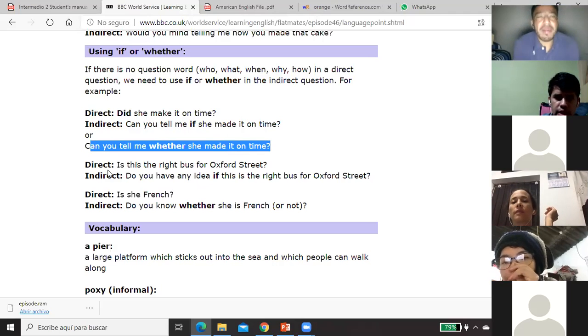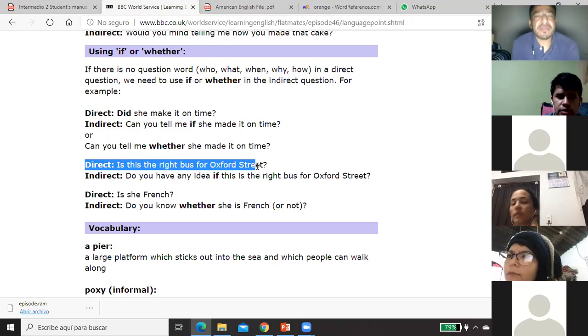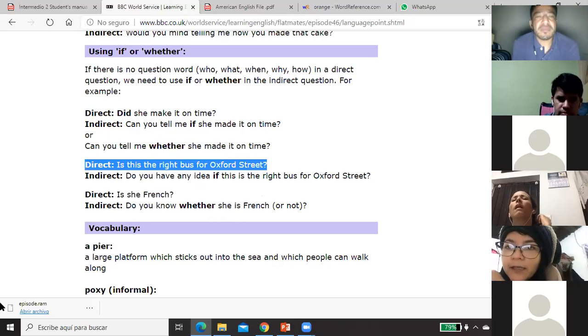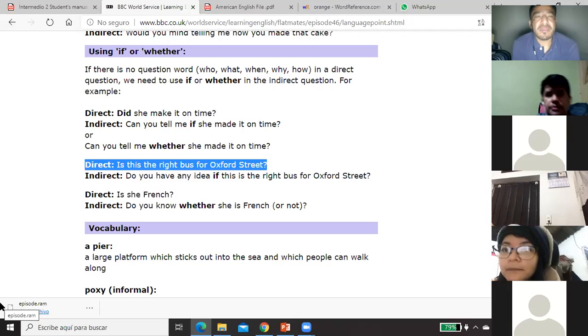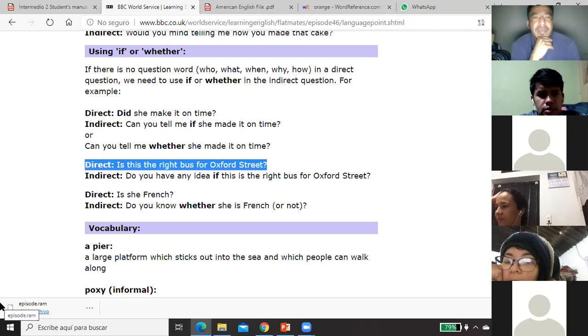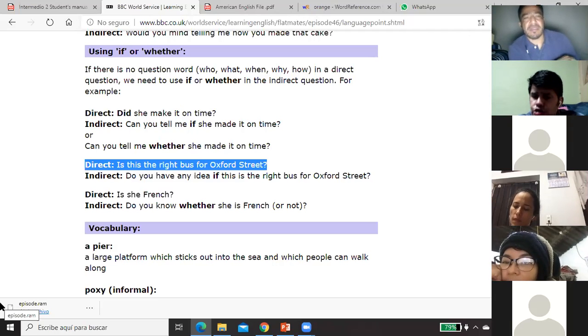Indira, can you read the direct question here, please? Is this the right bus for Oxford Street? All right, great, very good. And Romulo, continue with the indirect, please. Do you have any idea if it's the right bus for Oxford Street? Good. Do you have any idea? So you can use that one, great.